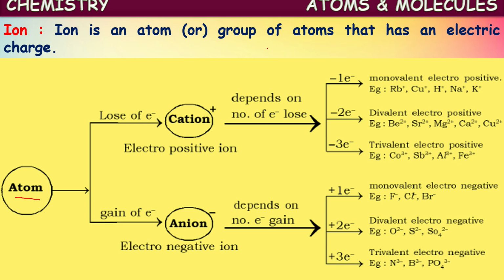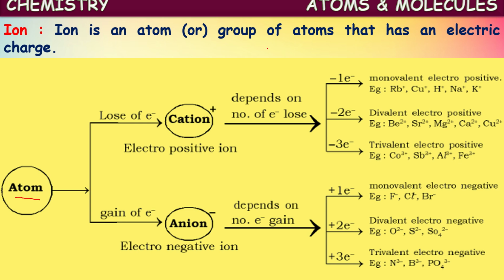If the positive charge carrying species is there, that is called a cation. Now, if that ion formation takes place by the loss of one electron, that is called a monovalent electropositive ion. That means a neutral atom of an element, by losing one electron, acquires one positive charge on it. Such cations are called monovalent electropositive ions.